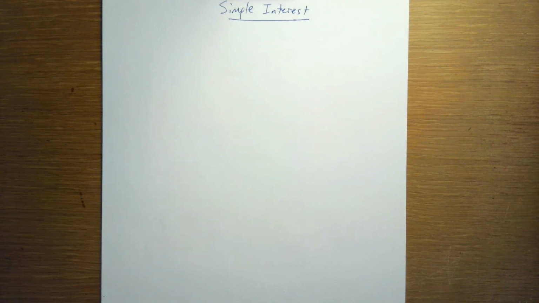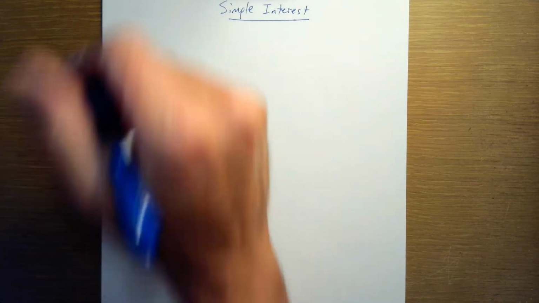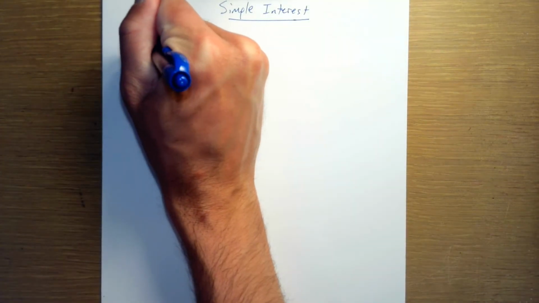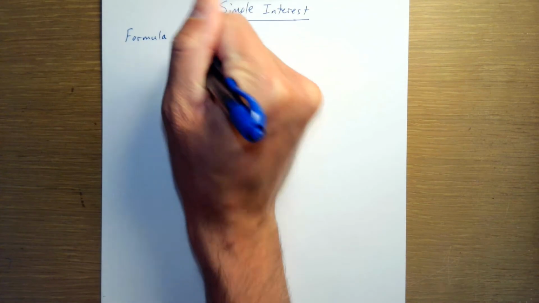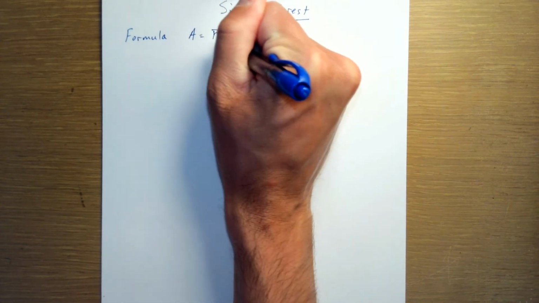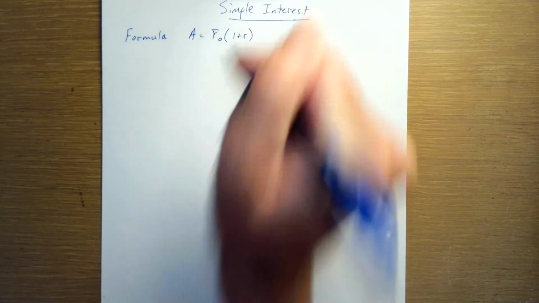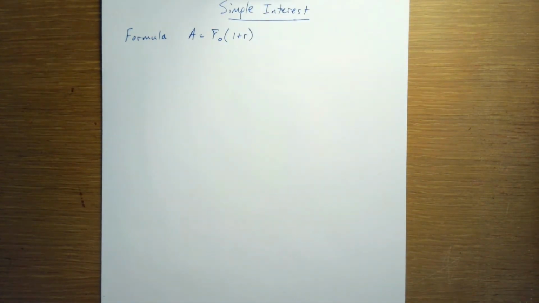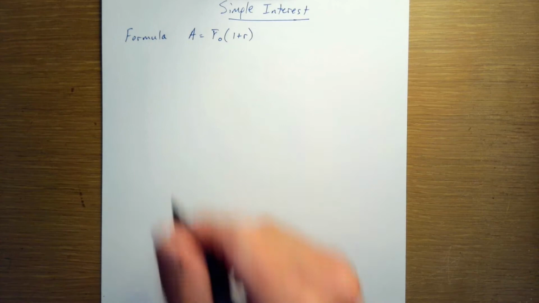In this video, we'll investigate simple interest. And interest is the mathematical way of growing money over time. So our formula, which is in the book, is A equals P naught times 1 plus R. So this is the main formula that we'll be applying in this video.